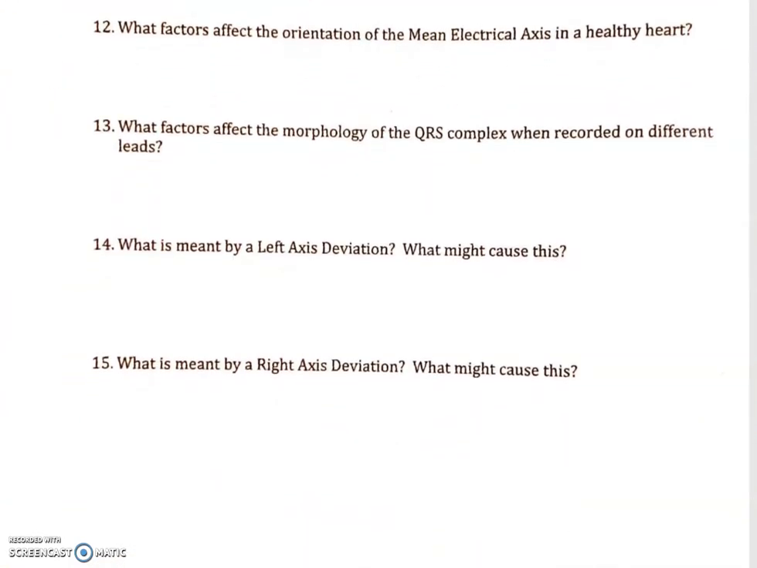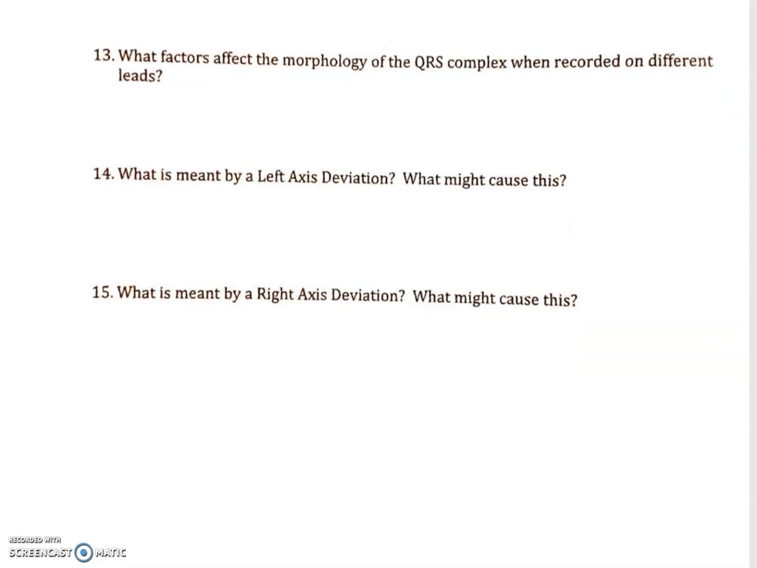So the cause for this would typically be right ventricular hypertrophy. The right side got too big. Maybe a pulmonary stenosis or a pulmonary embolism has caused this, so that the right side was overworked. It's pushing against a big resistance. It got big and now it's pushing everything over to the left side, so left axis deviation.